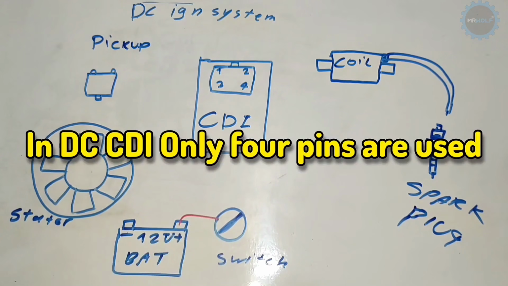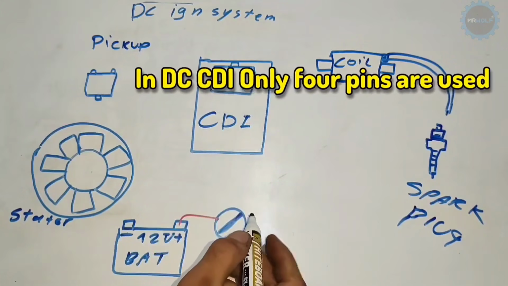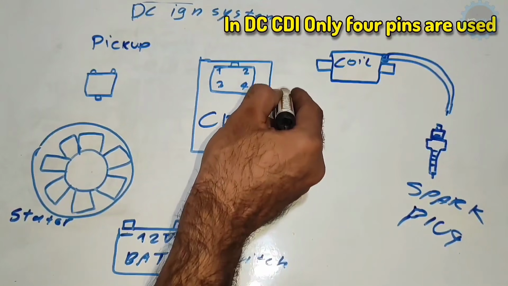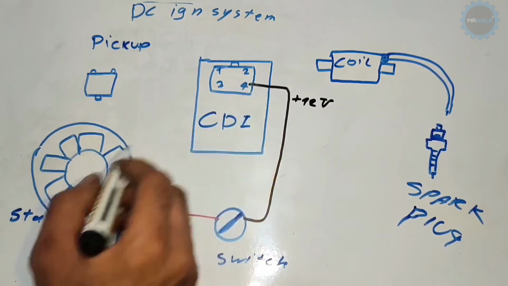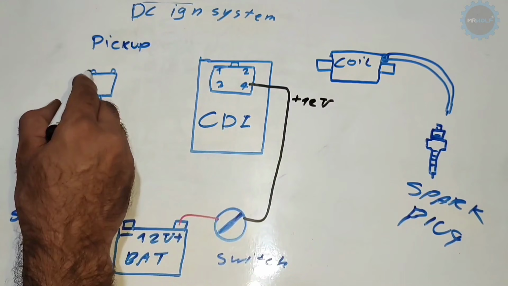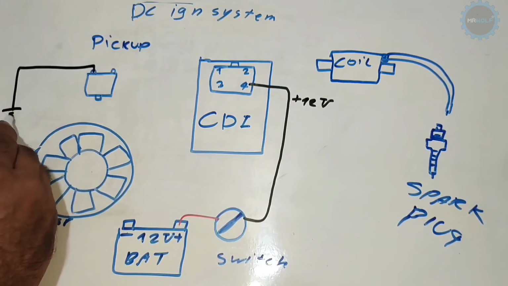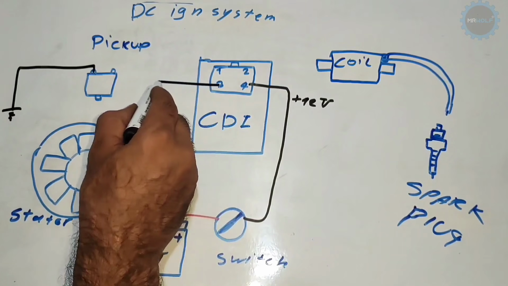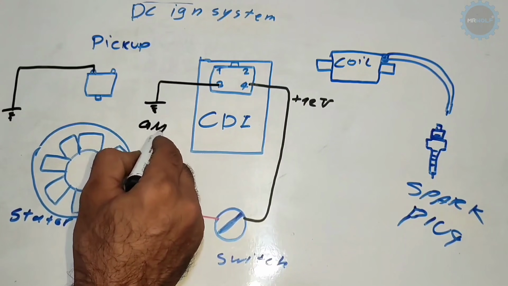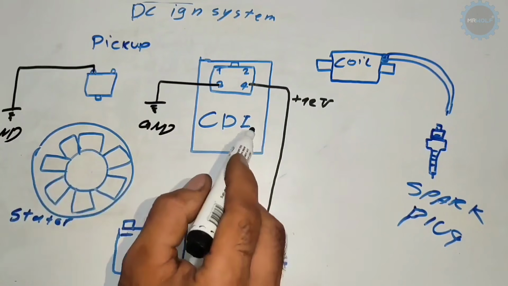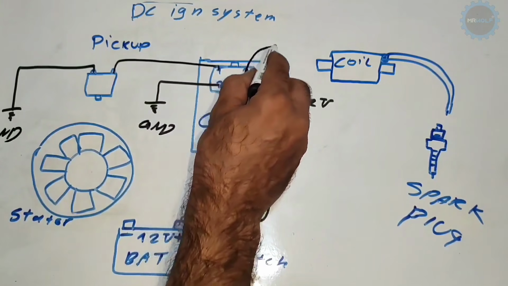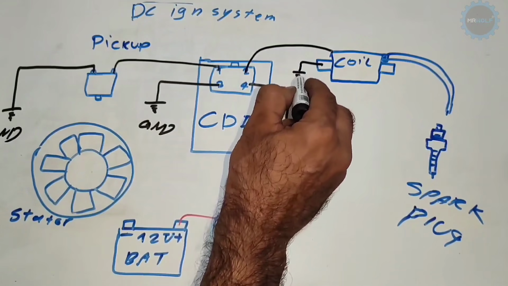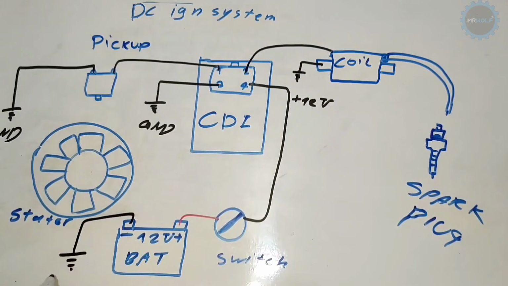To start the ignition system in the DC ignition system, we have a battery. After crossing the switch, it goes to the CDI. In the coil starter we have only the trigger wires, below with white line, and ground. All grounds are installed together. The pickup wire goes to the CDI, and another pin of the CDI goes to the coil. That's it. This is a DC ignition system.